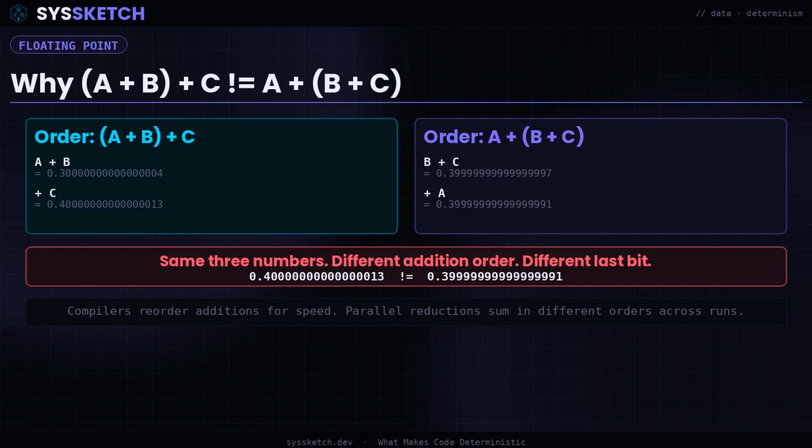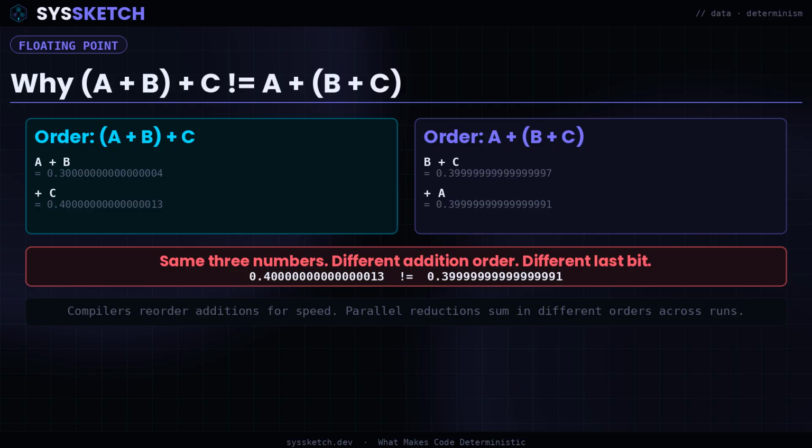Floating point numbers look deterministic. They are not, in subtle ways. IEEE 754 guarantees that a single operation like adding two numbers gives a precisely defined reproducible result. The trap is associativity. In real number math, a plus b plus c equals a plus c plus b. In floating point, that is false.